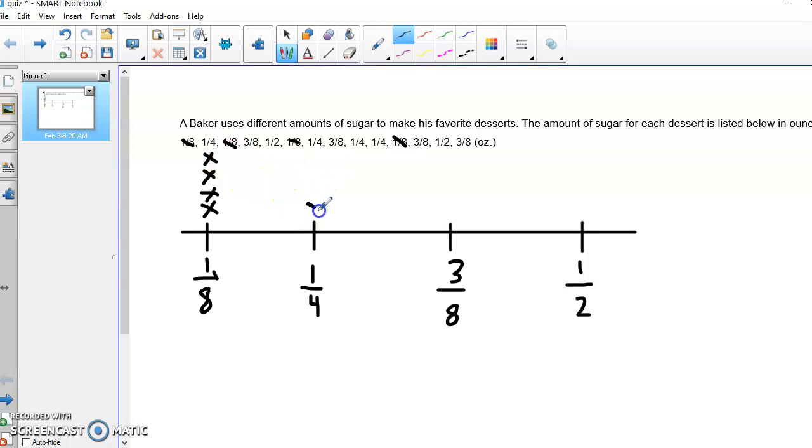Next, we'll do the 1/4. Once again, I see 4 desserts that use 1/4 of an ounce of sugar. There's 1, 2, 3, and 4, and then the 3/8. I see 3 of them. Check, make sure we got them all. 1, 2, and 3, and then, oh, I'm glad I double checked. There is a 4th. And then lastly, the 1/2, and I see 2 1/2.